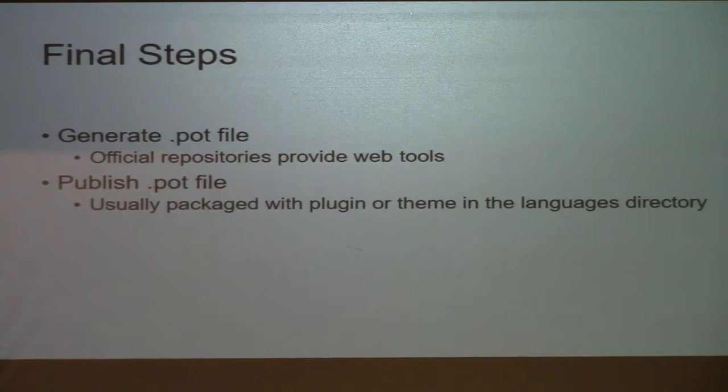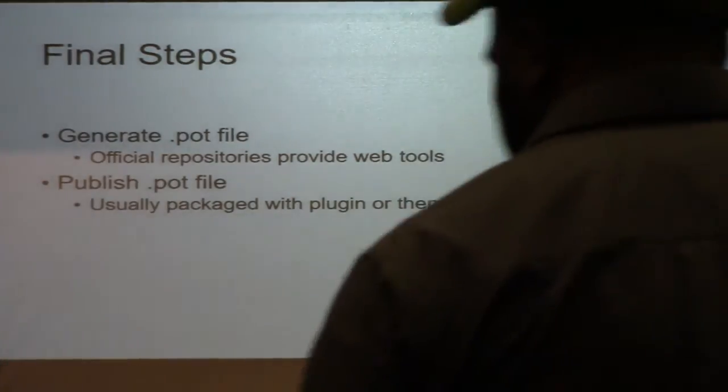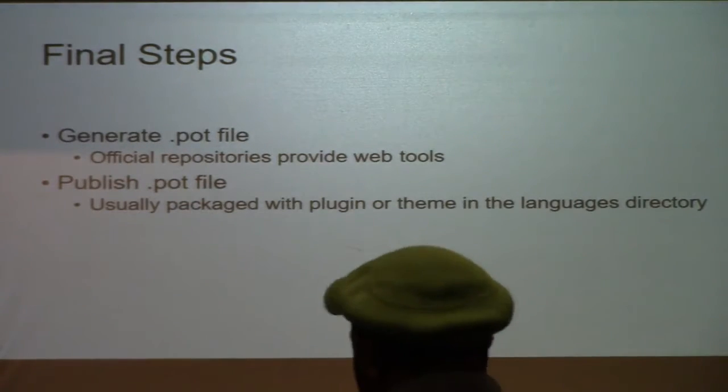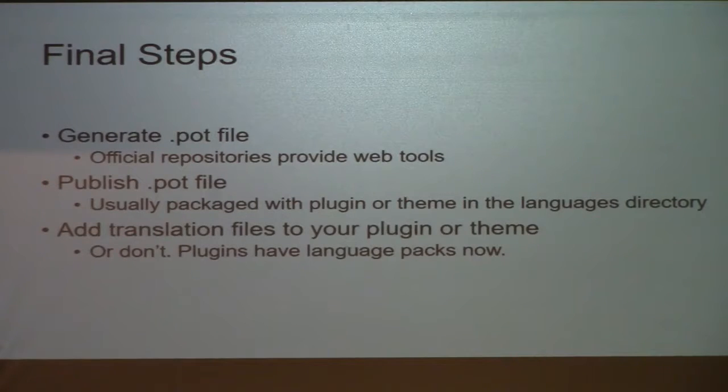Once you've generated your POT file, you need to publish it. If the translators don't know what to translate, you're not going to have any extra languages. The best practice is to just package it in your languages directory of your plugin or theme. That way, if they're using your plugin or theme, by default, they will have the translation template. And finally, this step is actually optional now.